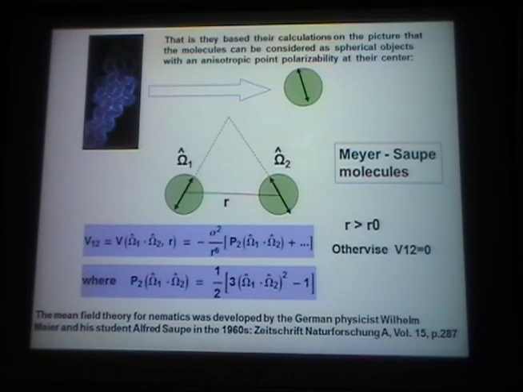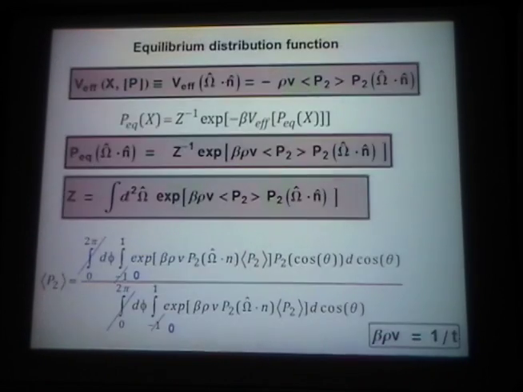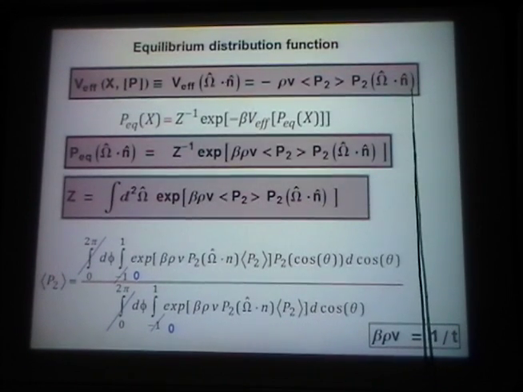If you assume that, then it's pretty straightforward to calculate the effective potential. And I give you detailed calculations in my PDF file, which will be associated with this talk. But because my time is nearly over, let me skip details. You must believe me that the effective interaction calculated for this particular model is particularly simple. You see, it's just minus density times something which comes from the integrations over space, which is V, average value of the second Legendre polynomial times P2 of omega times n.